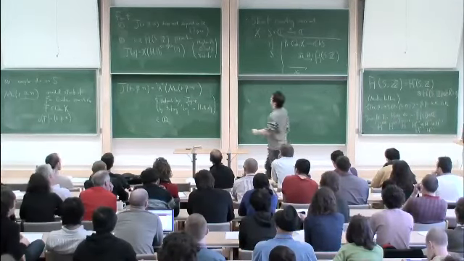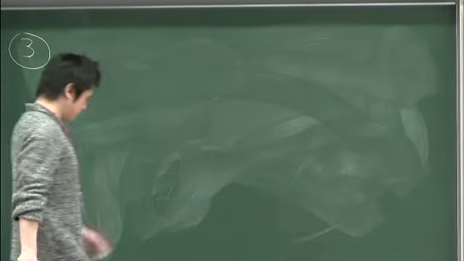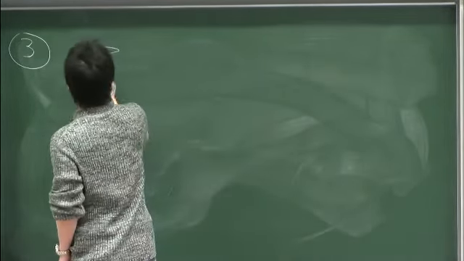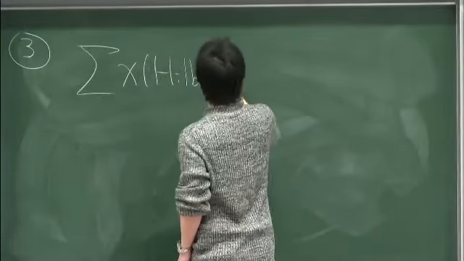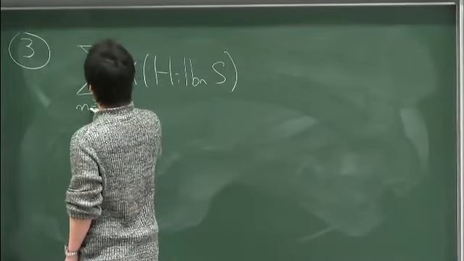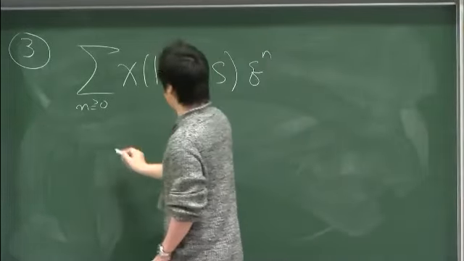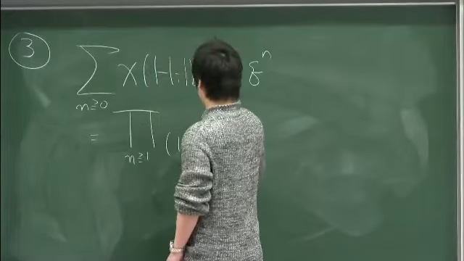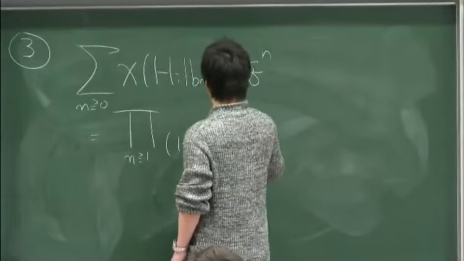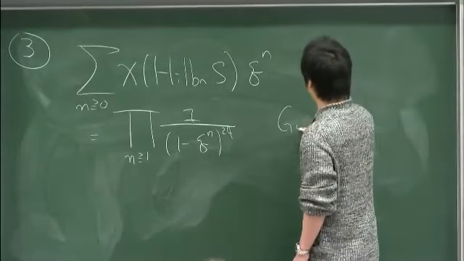So yes, thirdly, this Euler characteristic of Hilbert scheme of points on S is given by the modular form. So if you take a generating function of Euler characteristic of Hilbert scheme of points on S, then this is given this way. So this is the Göttsche formula.